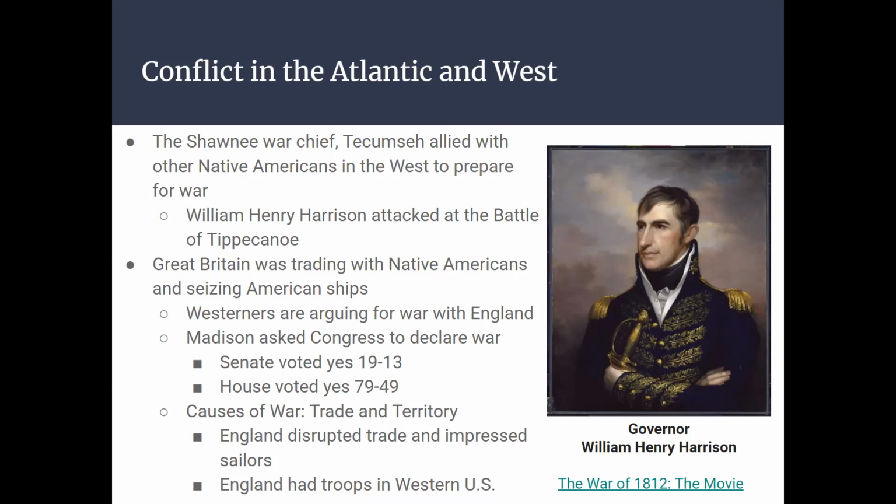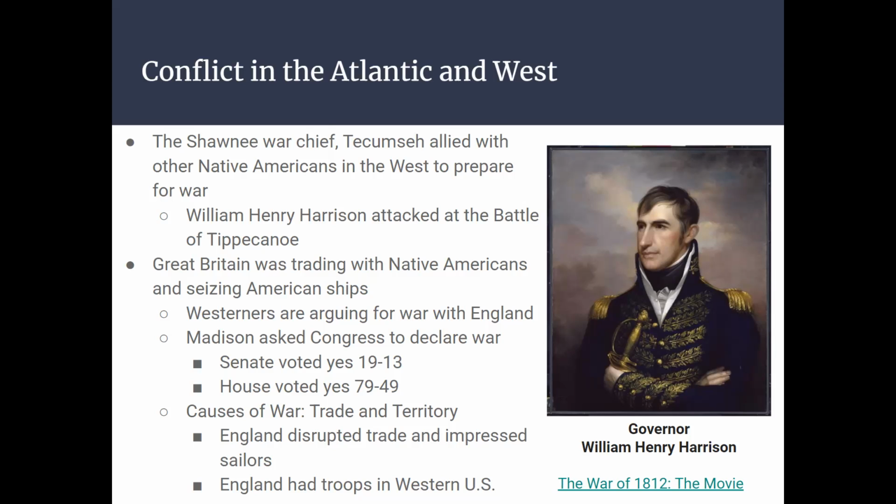Meanwhile, Great Britain is also trading with these Native Americans. They're seizing American ships, and America is getting more and more upset at the British. Many Westerners are arguing for war with England, feeling like they are spurring on the Native Americans to fight against the Americans. And Madison asked Congress to declare war.